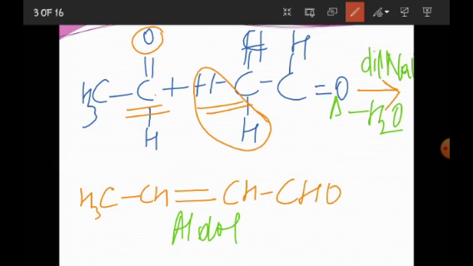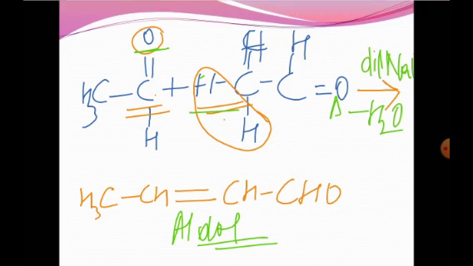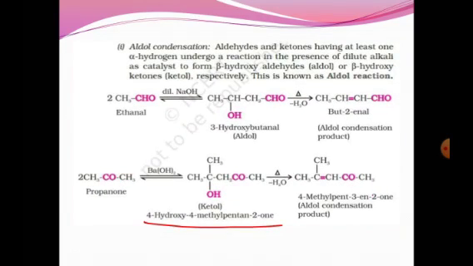So I hope it is clear to you. The trick is, you remove 1 oxygen of the carbonyl group and 2 hydrogen from here. You put a double bond in the middle and you can directly get the product. No need to write the intermediate. Now let us see.